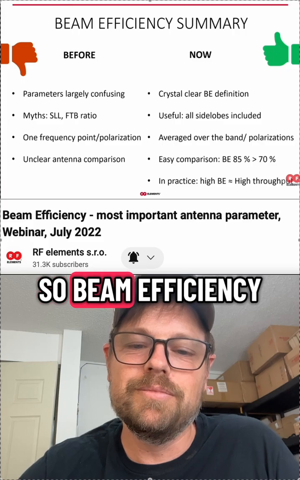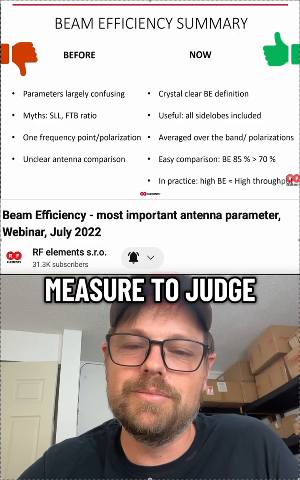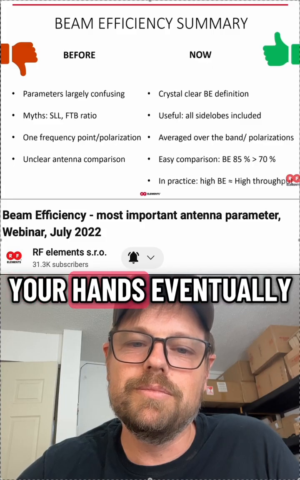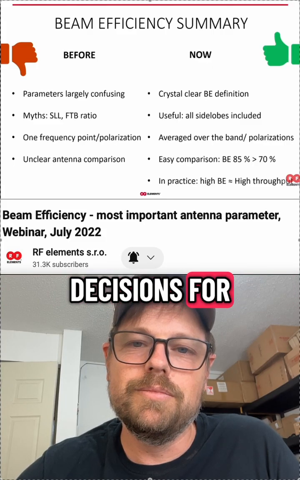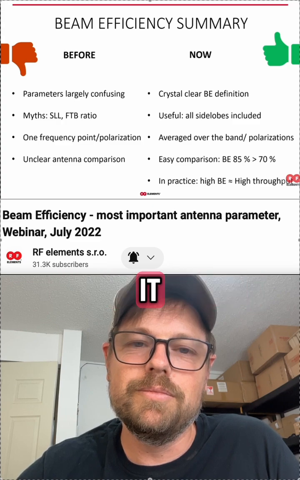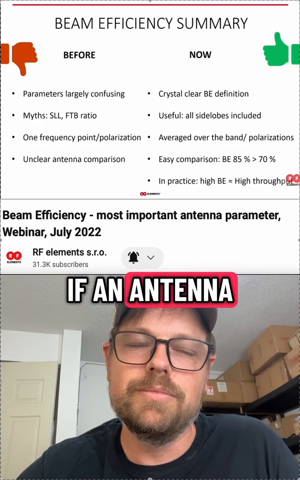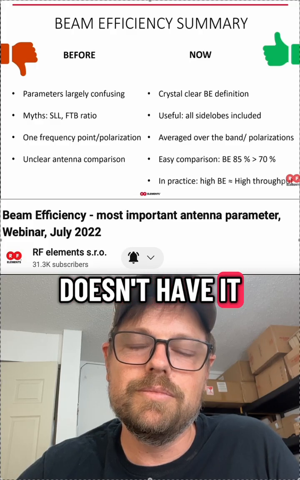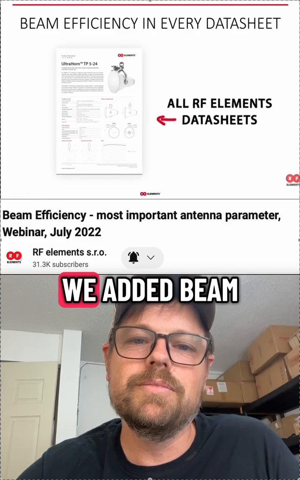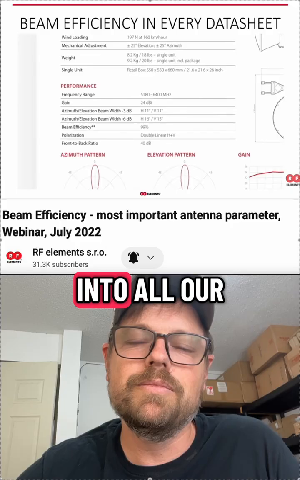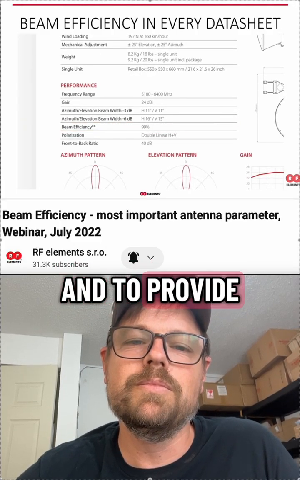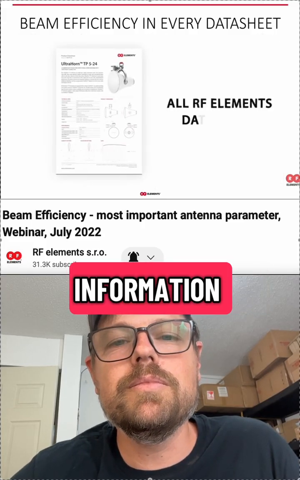So beam efficiency is the ultimate measure to judge antennas by in the WISP industry. And it is a tool in your hands eventually to make better decisions for your business. So please use it, and ask for it if an antenna you're looking for doesn't have it in the datasheet. To make it easy for our customers, we added beam efficiency of our antennas into all our datasheets, and we are a transparent manufacturer and want to provide our customers the information that's important.